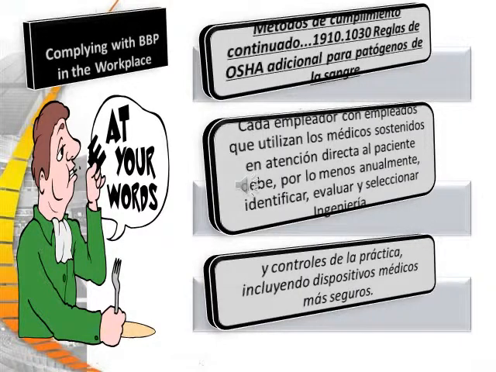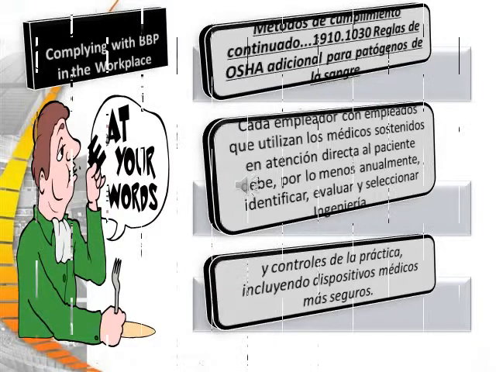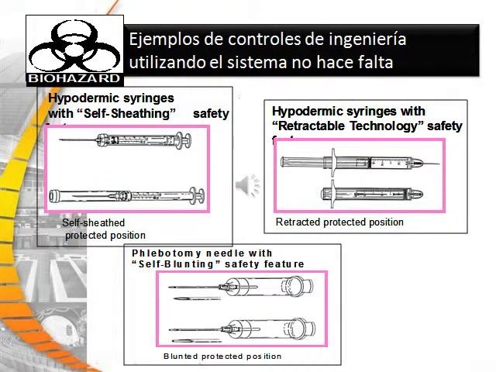Methods of compliance are covered under 1910.1030 with additional OSHA rules for blood-borne pathogens. Every employer with employees that use medical sharps in direct patient care must, at least annually, identify, evaluate, and select engineering controls or work practice controls, including safer medical devices. Here we can see examples of engineering controls using a needleless system, such as hypodermic syringes with self-sheathing capacity, hypodermic syringes with retractable technology, or phlebotomy needles with self-blunting safety devices.